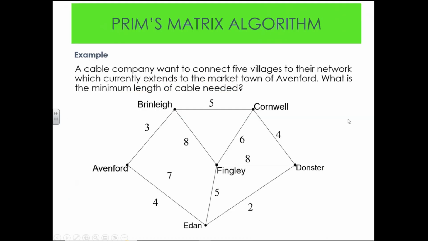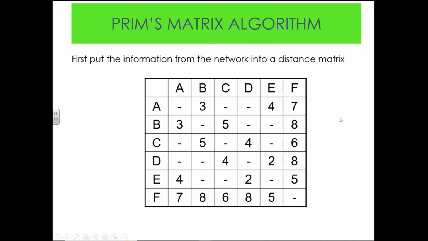This is the network that we're going to do Prim's algorithm on, but this time we're doing it from the matrix rather than from the actual network. So you will get the same answer doing it both ways, but sometimes they might ask you to do it from the matrix. Remember the matrix that you get, this thing here, shows you the connections between the points. So it shows you that there's an arc joining A and B of length 3, there's an arc joining B and C of length 5, and so on. There's dashes in for ones that are not connected to each other.